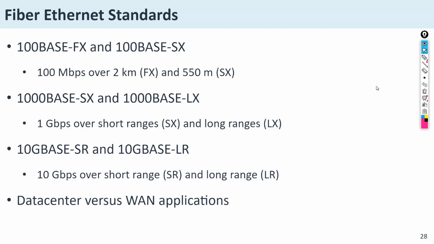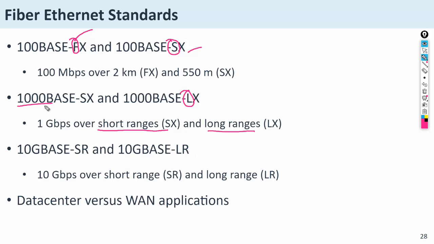So fiber Ethernet also has its standards, and these standards are designated with an X, like 100BASE-FX, 100BASE-SX. So 100 Mbps is for 2 kilometers using FX, and S is for multi-mode, and 550 meters of this. 1 Gbps over short range is 1000BASE-SX, and LX is used for long ranges.